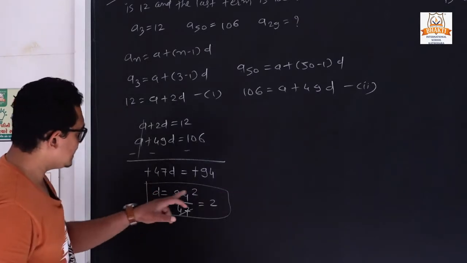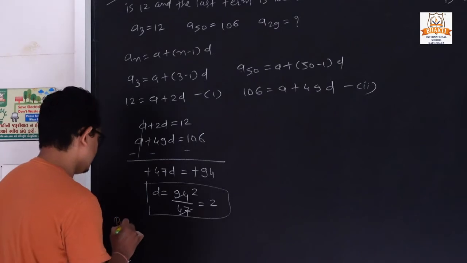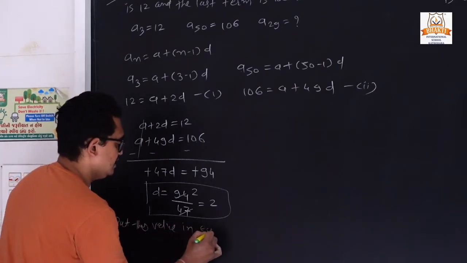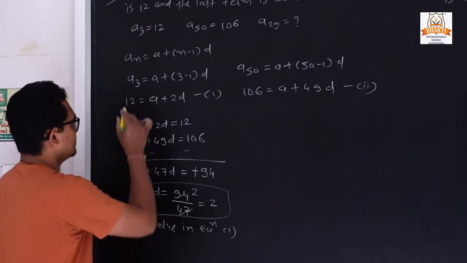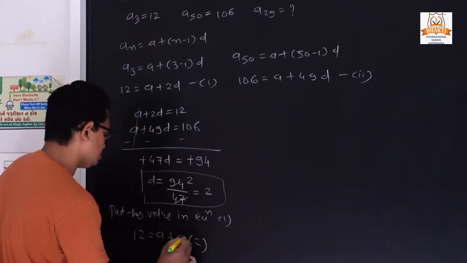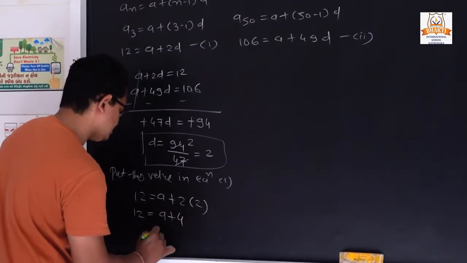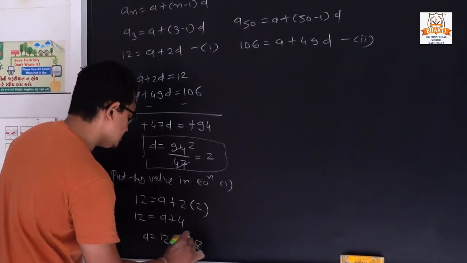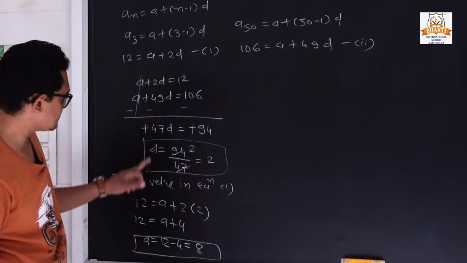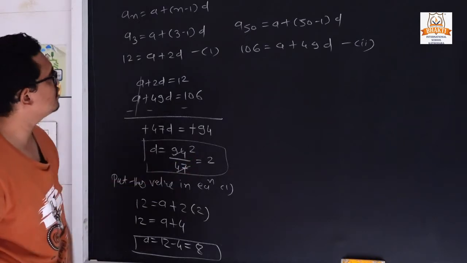Now we can put the value of D in either equation. So we put it in equation number 1: 12 equals A plus 2 into the bracket 2. So 2 twos are 4. Now this 4 goes to the other side, so it becomes minus. So what is our first term? It is 8. Now we have the value of A as well as D. The value of A is 8 and D is equal to 2.